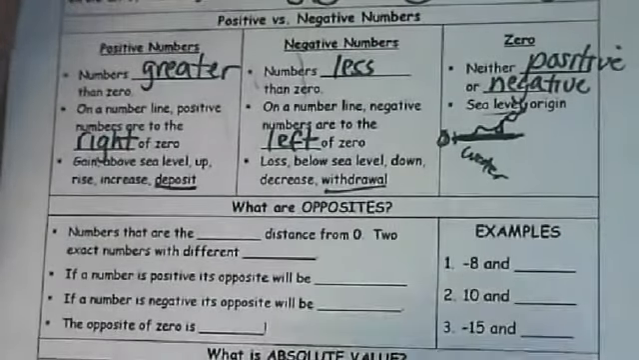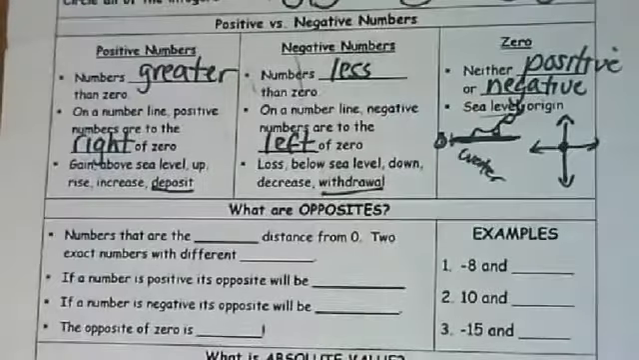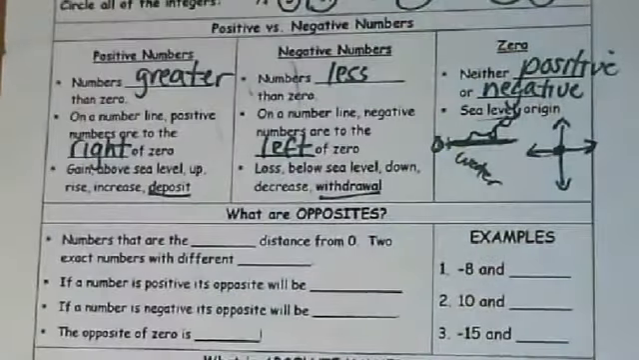Alright, origin. Think about, when I'm talking about origin, okay, when you have a coordinate grid, the origin is in the middle, right? That's zero. So when the vertical axis meets the horizontal axis, that's the origin. Okay, that's zero.